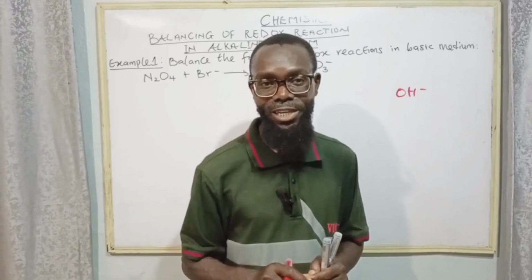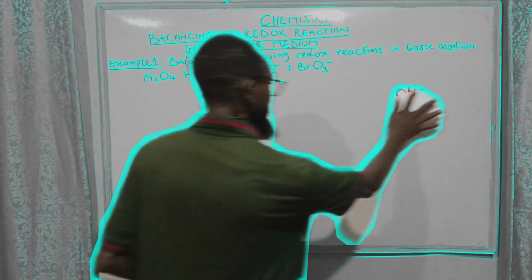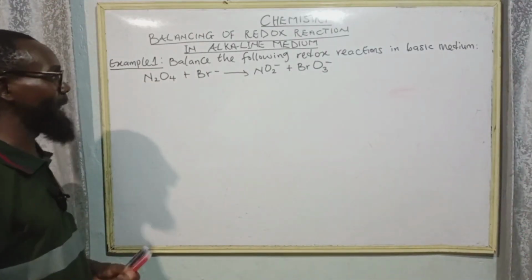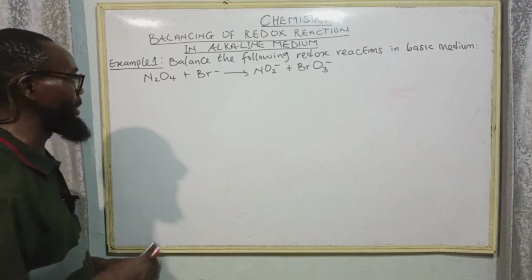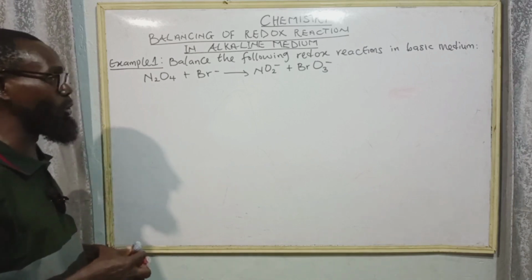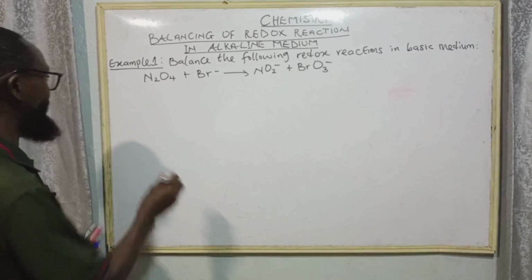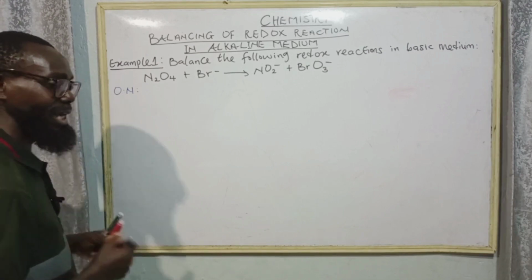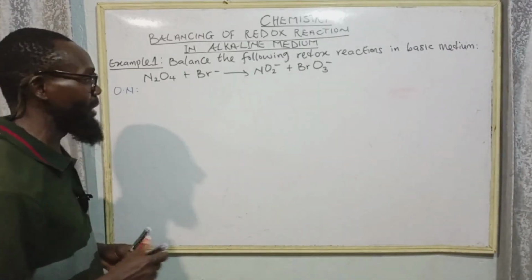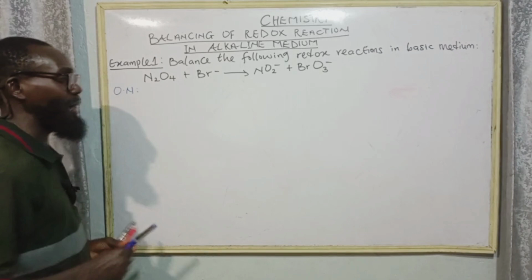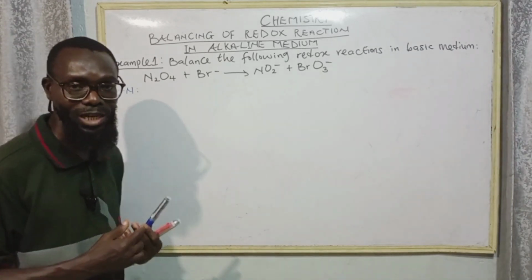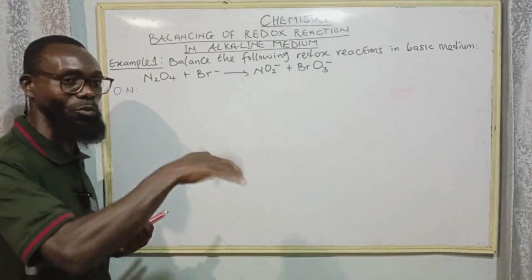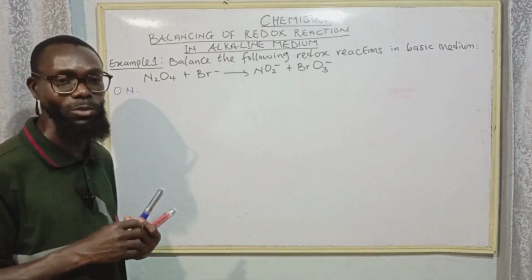Now, let's dive in. Example 1. Balance the following redox reaction in basic medium. The first rule, if you can recall, is to find the oxidation number of every element that changes except oxygen. I want to find the oxidation number of nitrogen according to what we learned in the previous class. If you've forgotten this, you can watch the video in the description below.